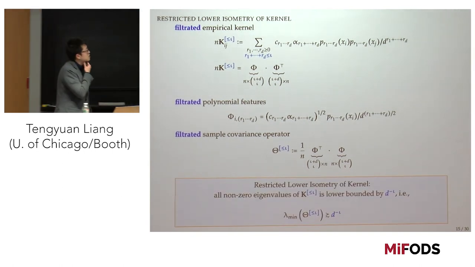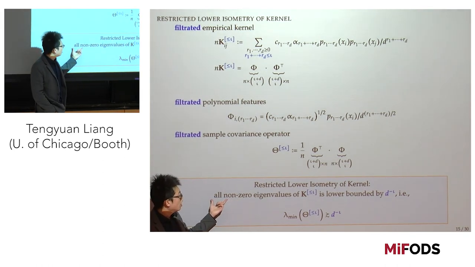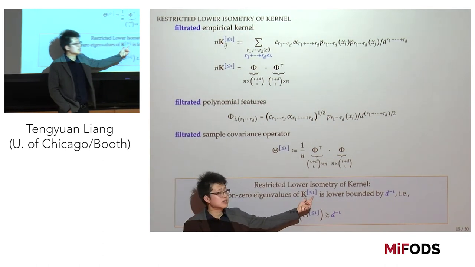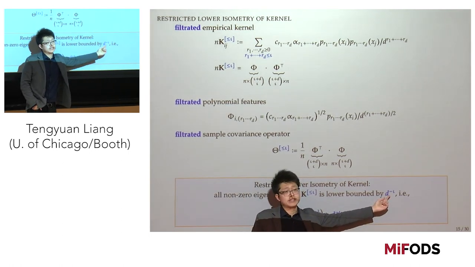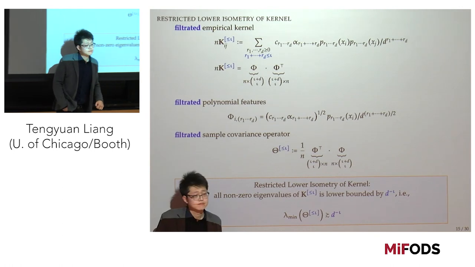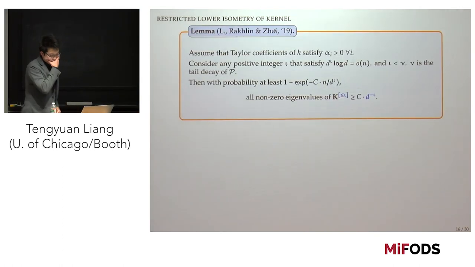So the restricted lower isometry of the kernel essentially is the following thing. We want to show that all non-zero eigenvalues of k alpha are lower bounded by d to the power negative alpha. Okay, let's try to show that. Okay, here's the statement.